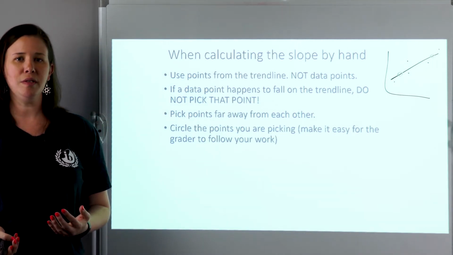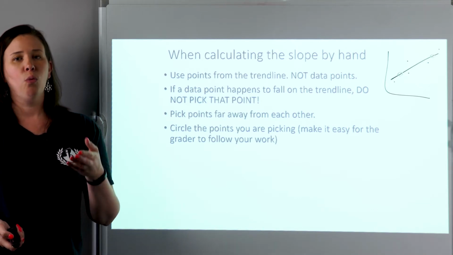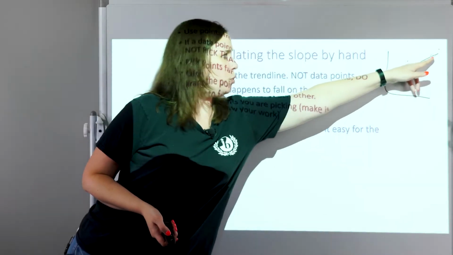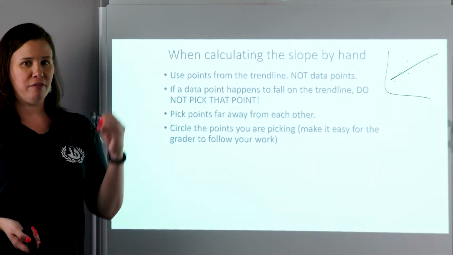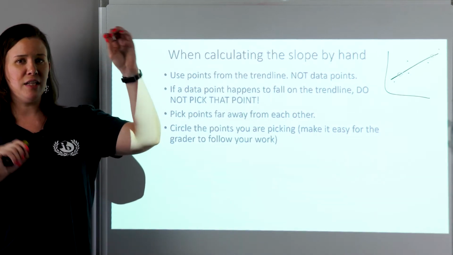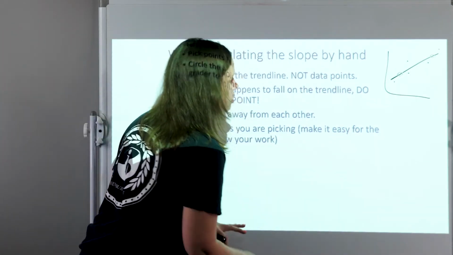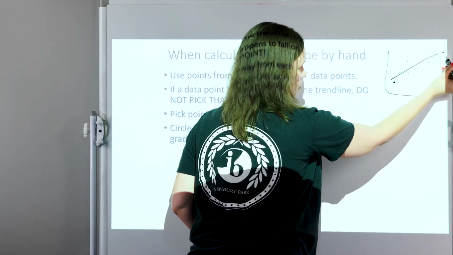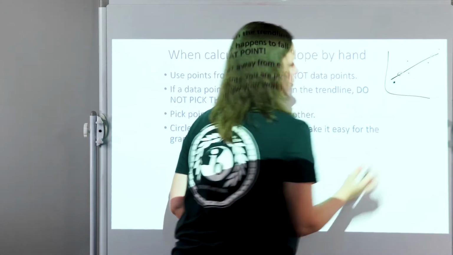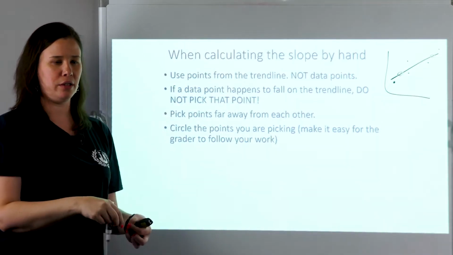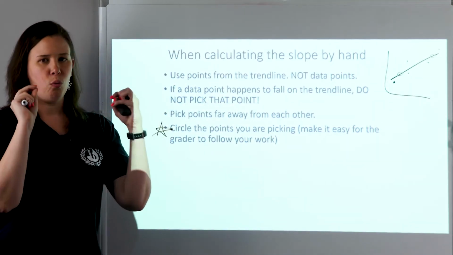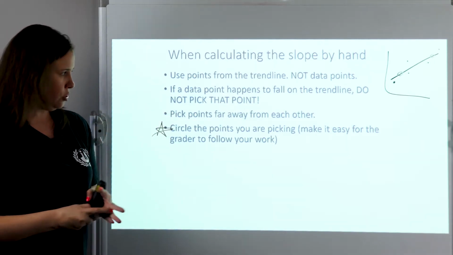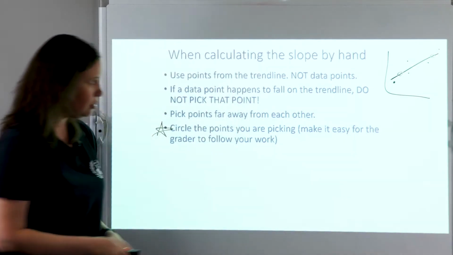The other thing you want to do is to make it really clear for the grader what points you chose. So I would circle those points on the graph. The graph itself should contain 5 data points that are actually solid, filled in points. Then the trend line drawn with a ruler. Then hollow points or circles on the trend line to show where you got the points used to calculate the slope.